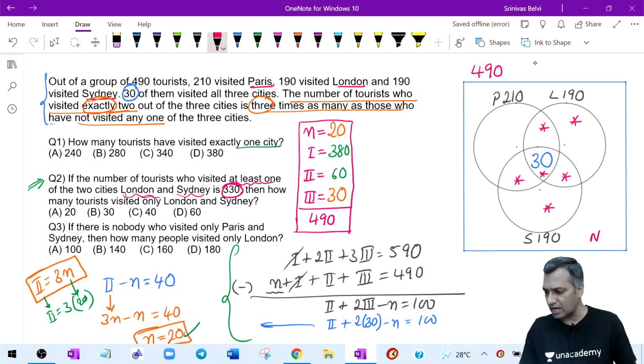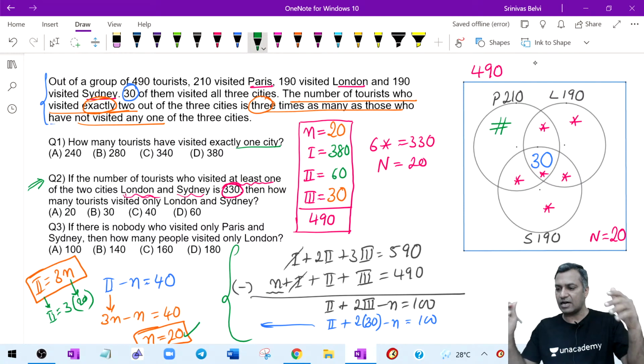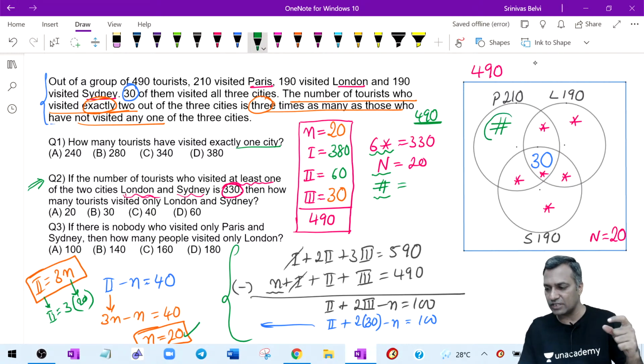And I know the value of none also. What is the value of none? 20. So the value of the six regions is 330, and the value of none is another 20. Therefore, I can find the value of the hash. The six regions, none, and the hash put together will be equal to 490, all of them, because there are 8 regions: 6 stars, none is one region, and one hash. So 350 is gone.